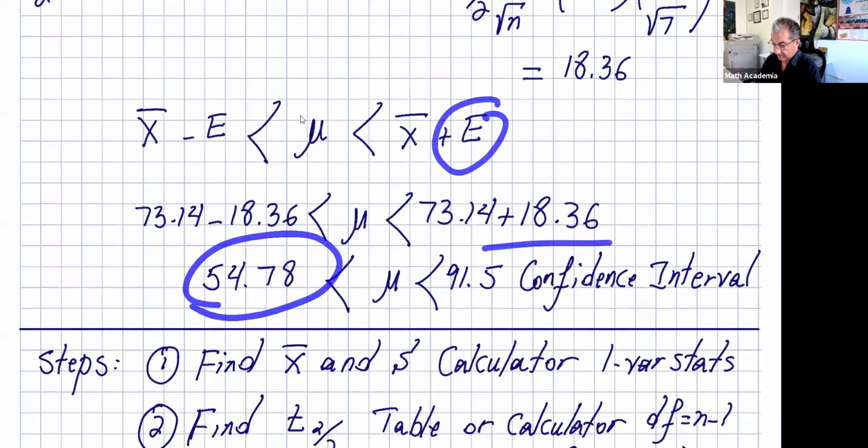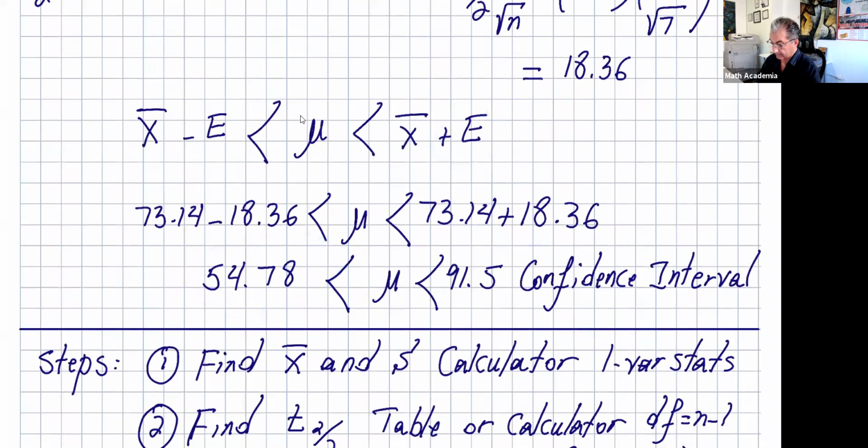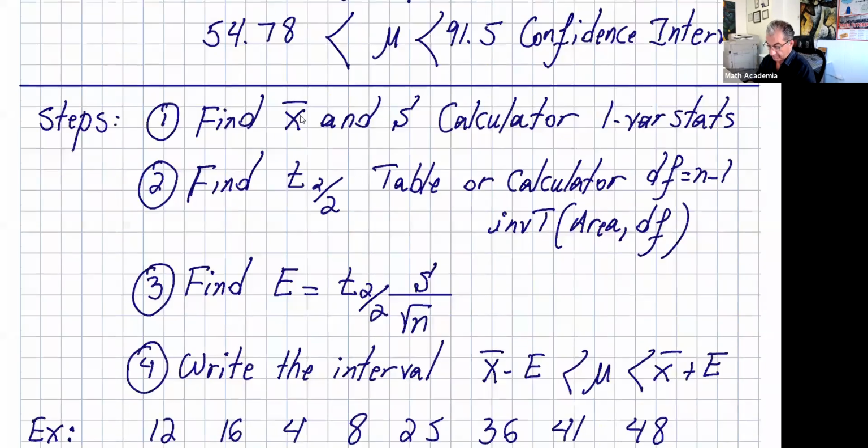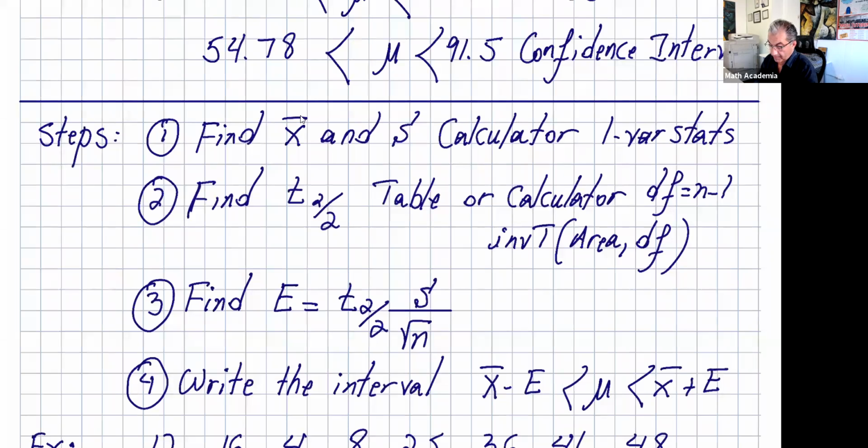So if you do that, you get 54.78, and the right side 91.5. So that's called the confidence interval. Now I put the steps for you to solve this problem.